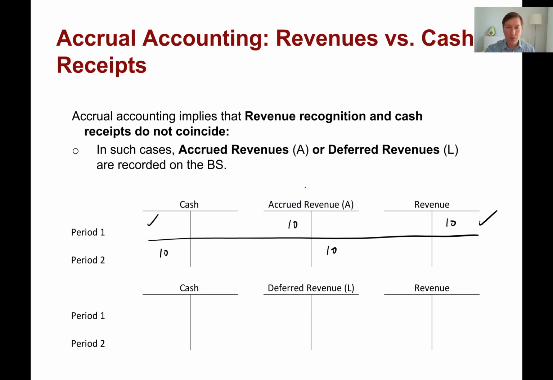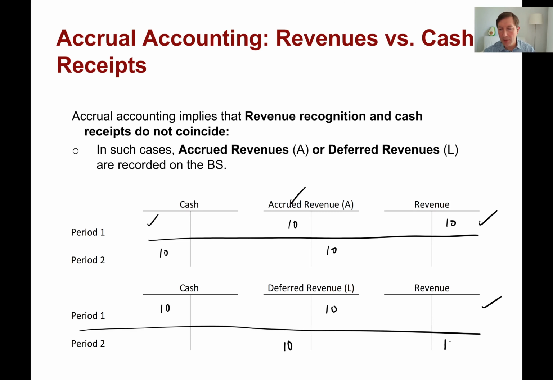That's what accrued basically means. Deferred is the other way around. Deferred happens when we receive cash, but we haven't earned it yet, right? So we cannot recognize revenue yet. We are recognizing a liability that we now either have to pay back 10 or do our part, right? And then in period 2, when we actually fulfill our promise, deferred revenue goes down and revenue goes up by 10. Right? So this is the mechanics behind accrued and deferred revenue accounts.